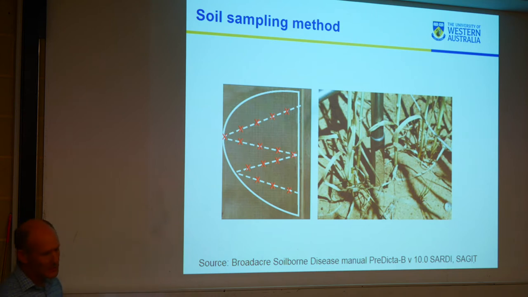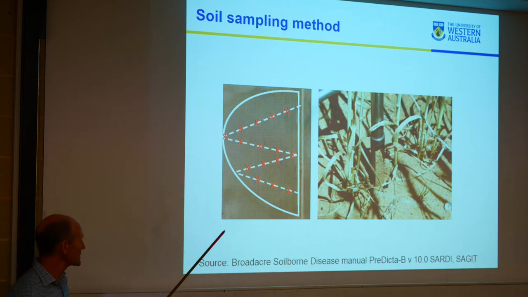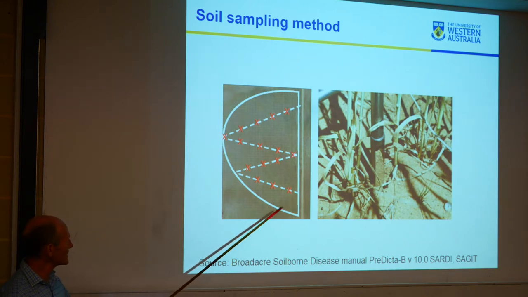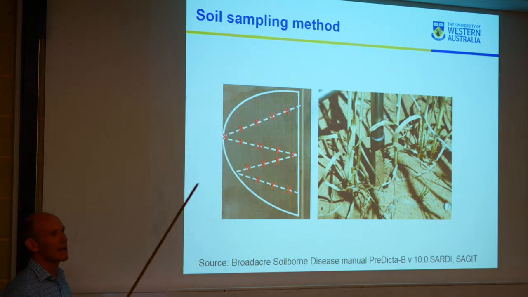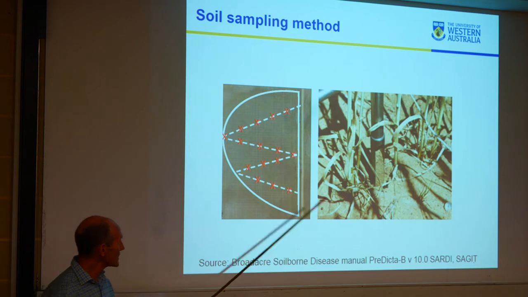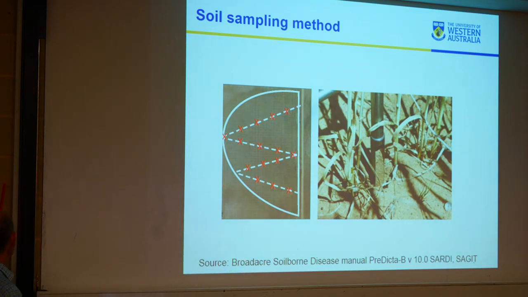How did we do the soil sampling? This is taken from the same manual that produced the PredictaB manual, essentially in a W pattern, and we did 25 soil samples per plot, using the recommended core, which is essentially taking the top 10 centimeters of soil.